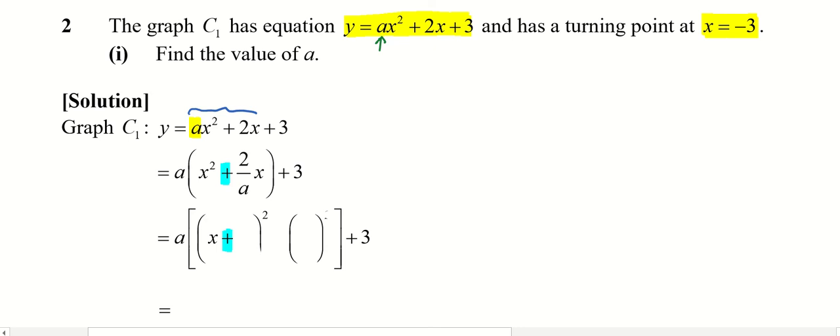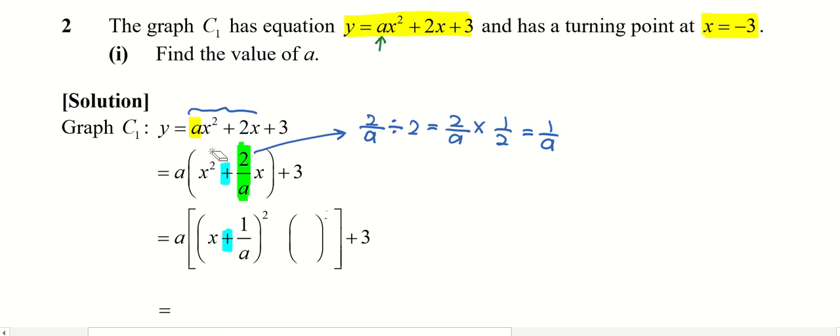How do I get this particular term here, which I'm going to highlight in green, the second term? To get this second term, we always take a look at the coefficient of x. From this coefficient of x, which I'm going to write over here, we always divide by 2. So I will have 2 over a times 1 over 2, which gives 1 over a. So this will be my second term, 1 over a.